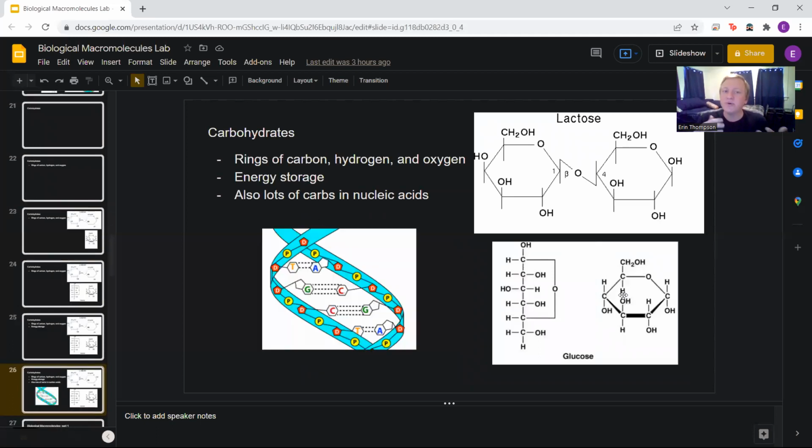Okay, these are for energy storage, but you also see carbohydrates within your nucleic acids. So remember, it's phosphate, sugar, phosphate, sugar. You have a bunch of sugar inside of your nucleic acids, okay? So that should also give you a bit of a sense of scale for these two things. Nucleic acids are much larger than sugars.